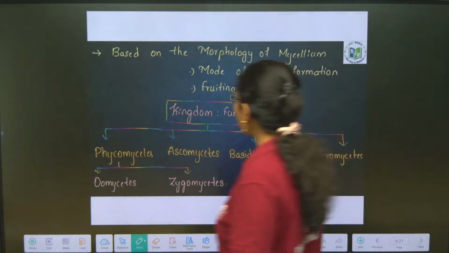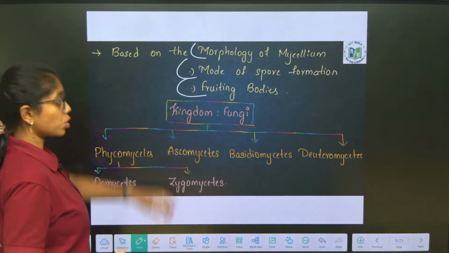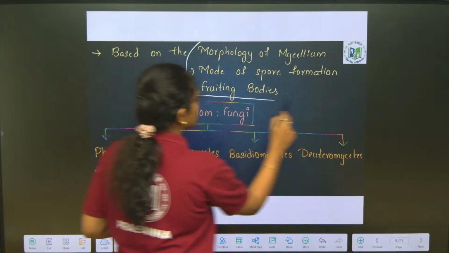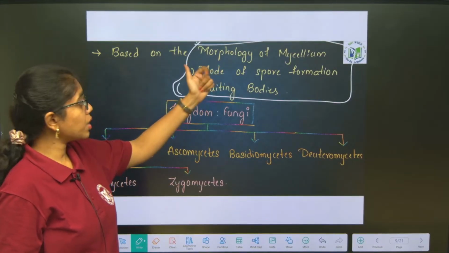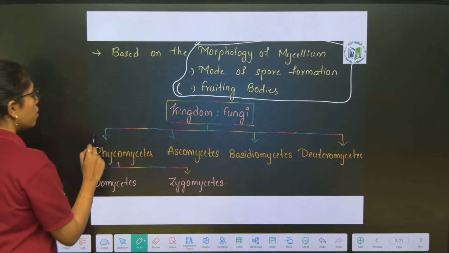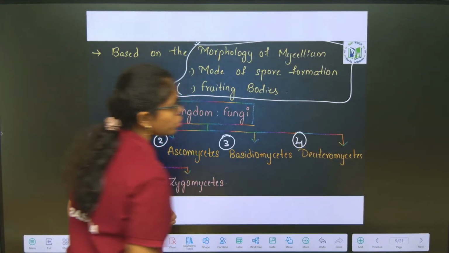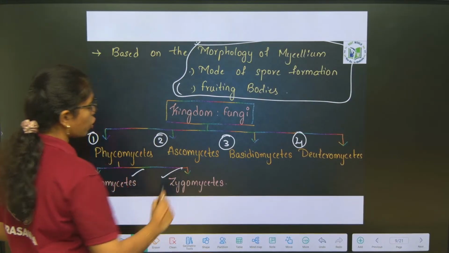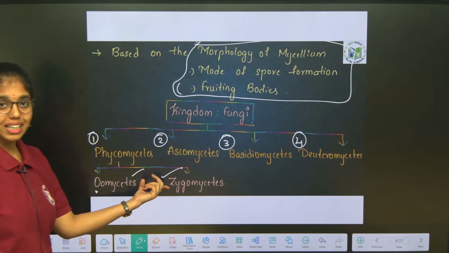Next, based on the morphology of mycelium, mode of spore formation and fruiting bodies, on what basis is fungal classification done? Take a keynote of all these three statements. Based on what fungal classification is done? Based on morphology, based on mode of spore formation, and based on fruiting bodies. They are classified into 4 classes. First is Phycomycetes, second Ascomycetes, Basidiomycetes and Deuteromycetes. Phycomycetes again have oomycetes and zygomycetes based on their sexual spore. Here in oomycetes it is oospore, in zygomycetes it is zygospore.